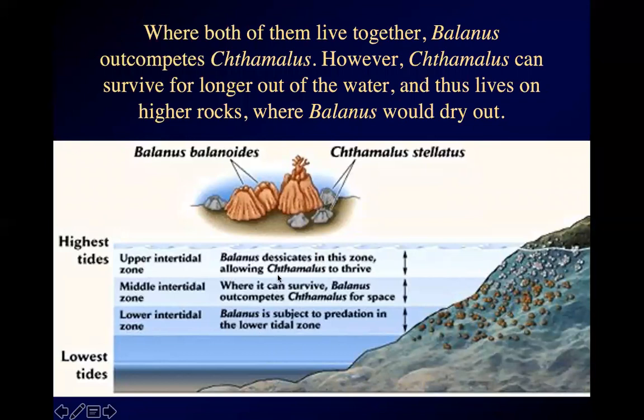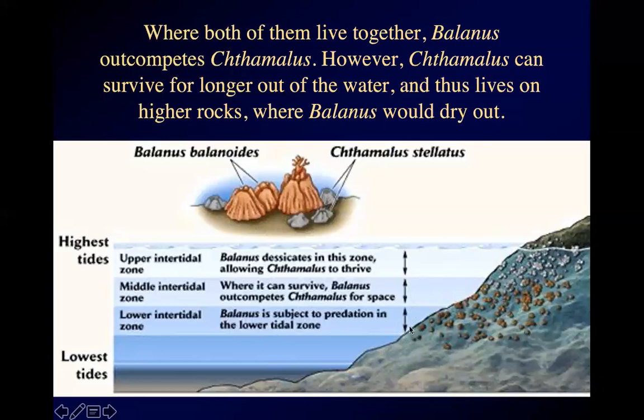Here's the thing, where they both live together, Balanus is bigger, and Balanus can grow faster than Cathamalus. So if you put a Balanus and a Cathamalus together, the Balanus can grow right on top of Cathamalus and wipe it out. However, Cathamalus can survive for longer out of the water, and so it lives on higher rocks. On those rocky coastlines, the high rocks, the ones that are farthest away from the water, might only get splashed, and that might only happen a few times a day. The lower down you go, the wetter it tends to get.